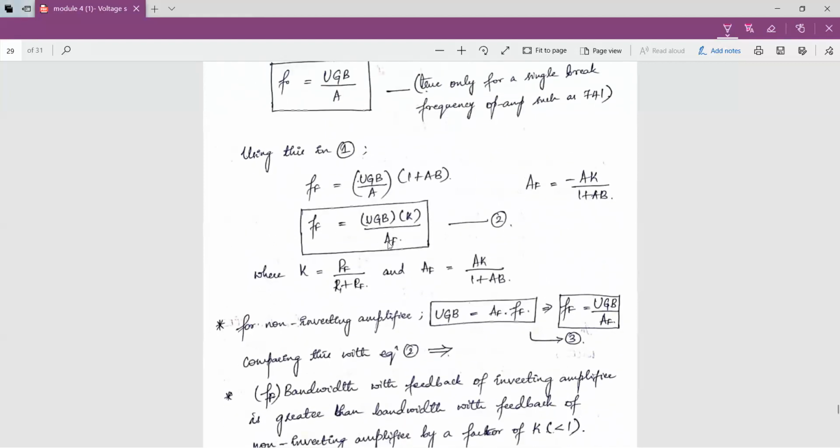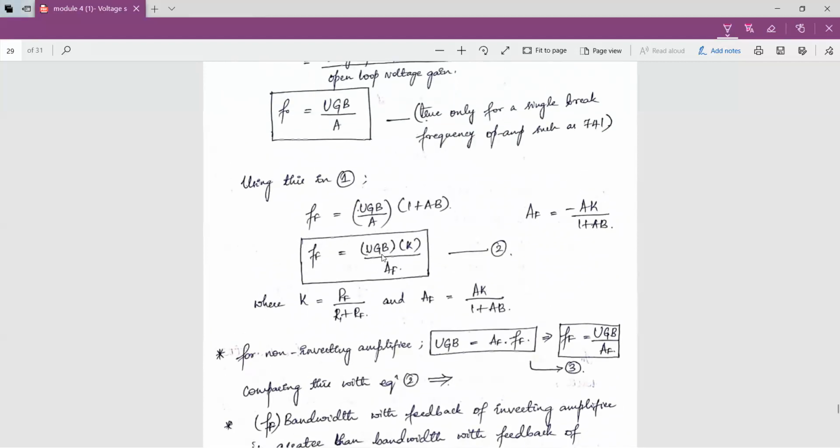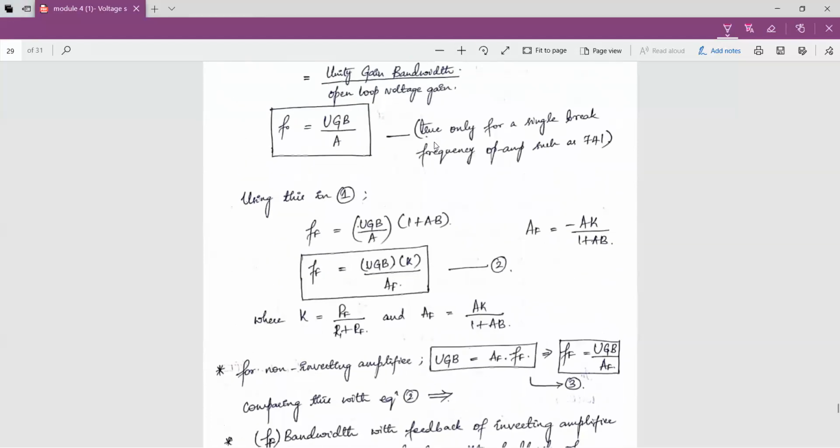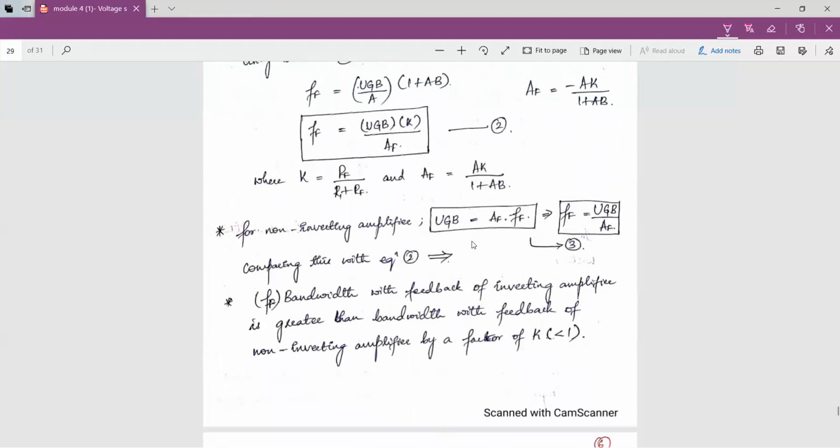Okay, and so whenever you know the unity gain bandwidth of the inverting amplifier and you need to find out the bandwidth with feedback, you are going to use this formula. And in case you know the break frequency of the op amp or the open loop gain of the op amp, you are going to use equation 1 to find the bandwidth of the amplifier with feedback. So for the non-inverting amplifier, I got the bandwidth with feedback equal to UGB by AF, unity gain bandwidth by AF.